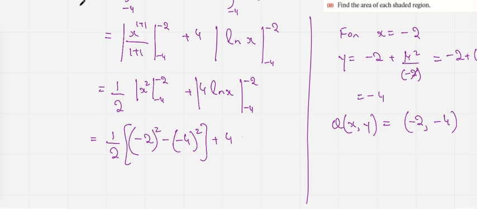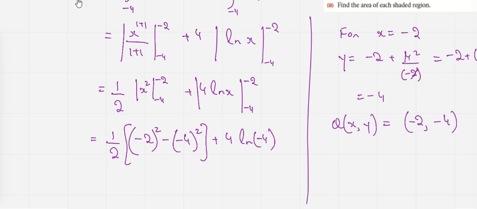Now if I try to apply my limit values directly on x, it is going to be ln of minus 4. That of course gives you a math error on your calculator, or if you use a log table, it's going to give you infinity. It's going to be undefined. So you see that log of negative values is undefined here. So we have to avoid this case.